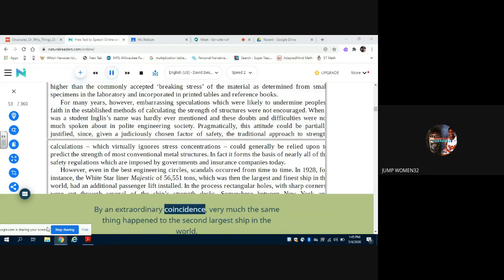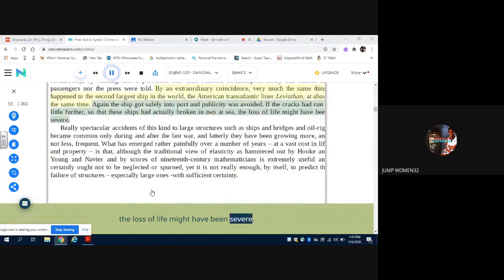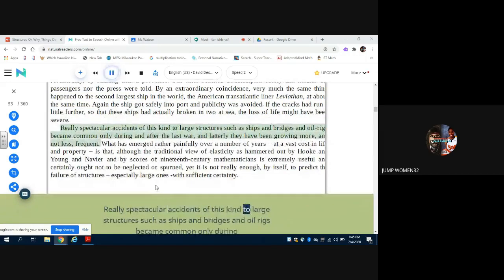By an extraordinary coincidence, very much the same thing happened to the second largest ship in the world, the American transatlantic liner Leviathan, at about the same time. Again, the ship got safely into port and publicity was avoided. If the cracks had run a little further, so that these ships had actually broken in two at sea, the loss of life might have been severe. Really spectacular accidents of this kind to large structures such as ships and bridges and oil rigs became common only during and after the last war, and latterly they have been growing more, and not less, frequent.